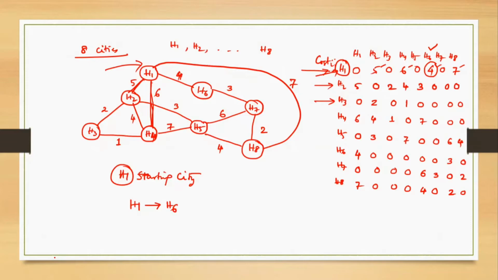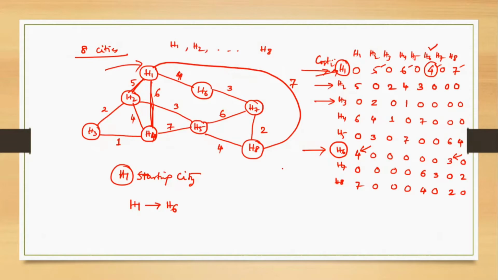So now you are at H6. From the current city, you have to identify the minimum cost city. You scan the row of H6 and identify the minimum non-zero entry among all non-zero entries present in that row. So you can travel from H6 to H1, and you have the option to travel from H6 to H7. But among these two entries, value 3 is the minimum.